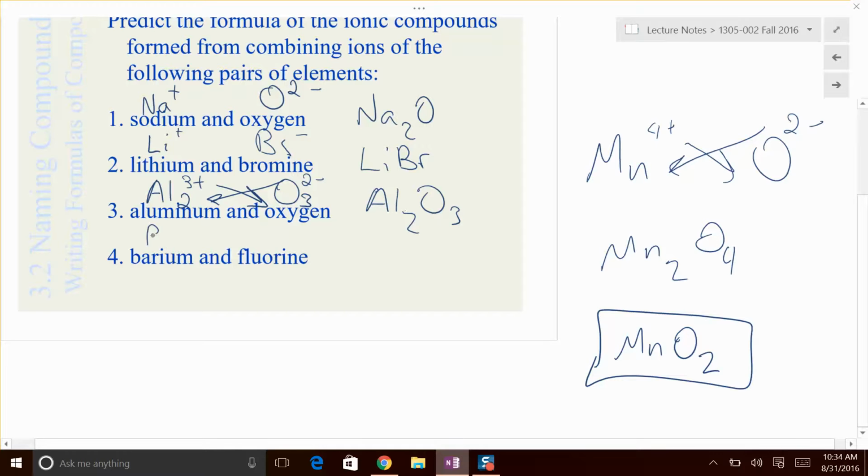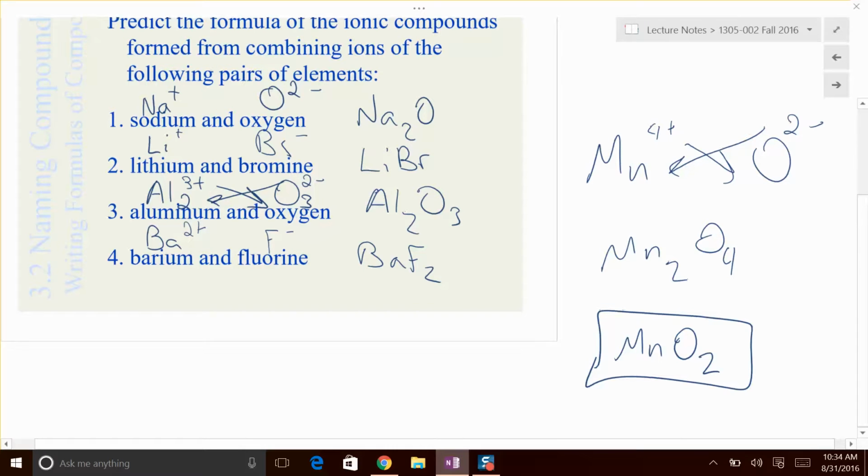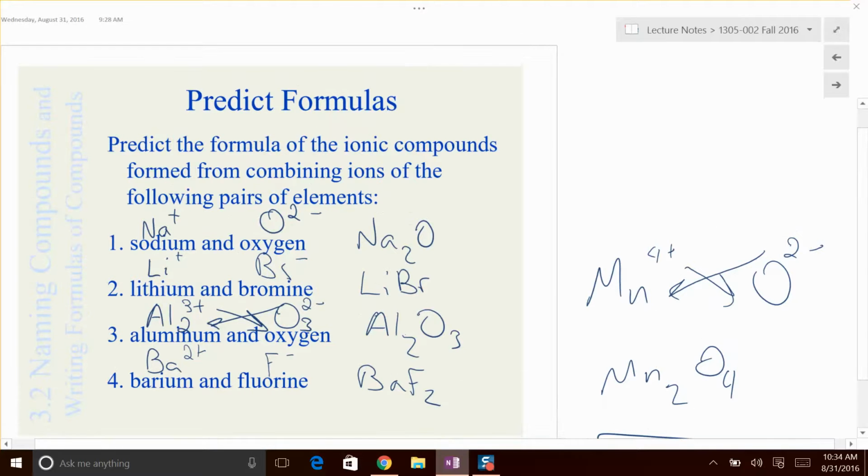Barium. What's the charge? Fluorine. What's the resulting formula? Okay, so that's easy. BaF2. All right. So that's how I'm going to determine the formula, the ionic formula, for these compounds.